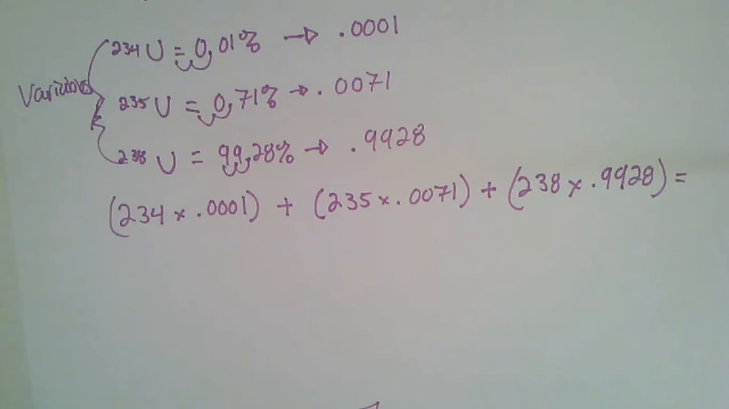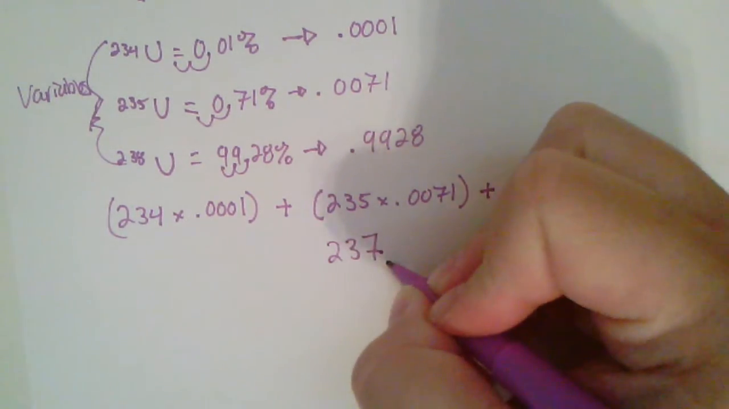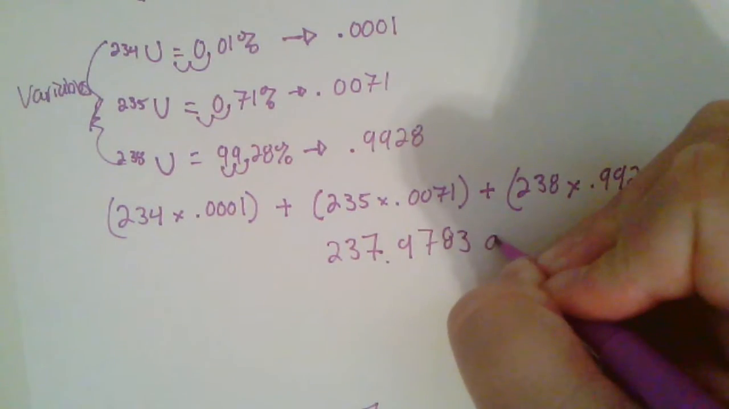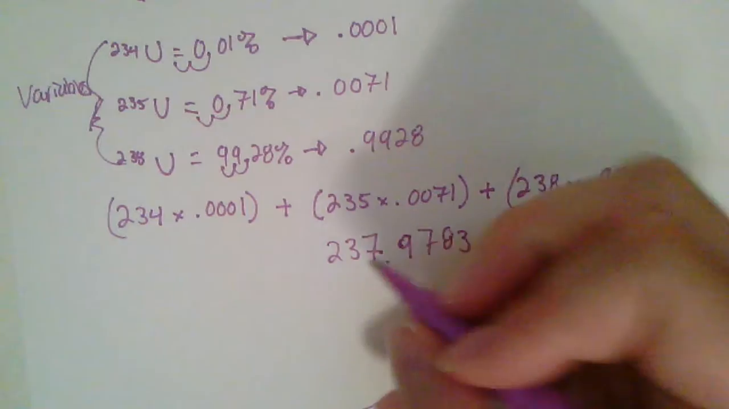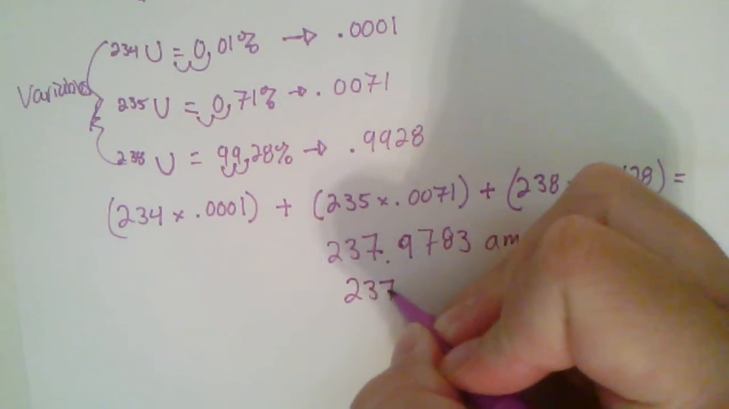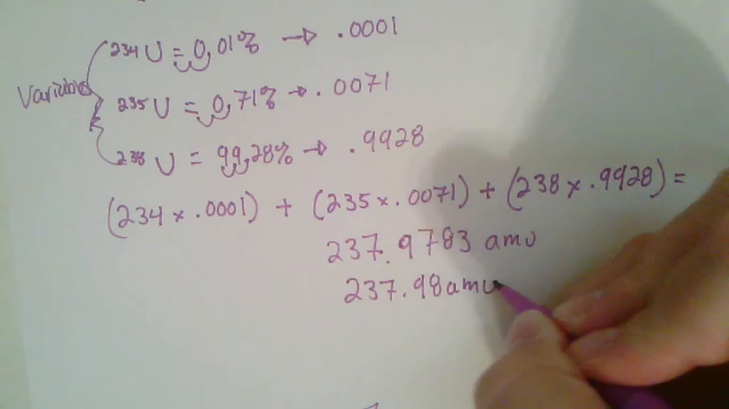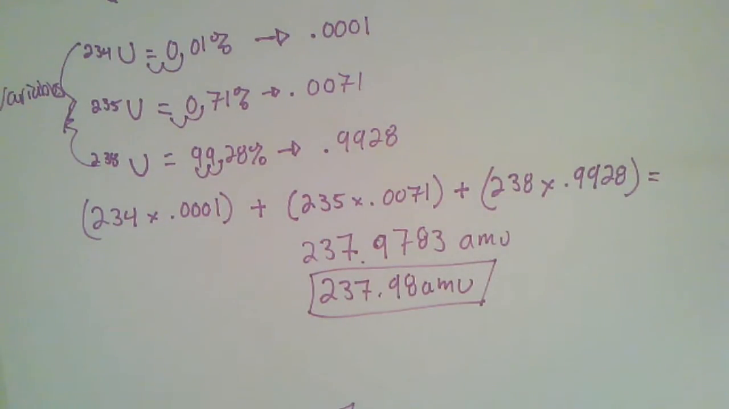Okay. So now I'm going to hit enter. And the answer that I get is this, 237.978. And the units are AMUs. And I only want 2 after the decimal, so 237.98 AMUs is going to be my answer there.